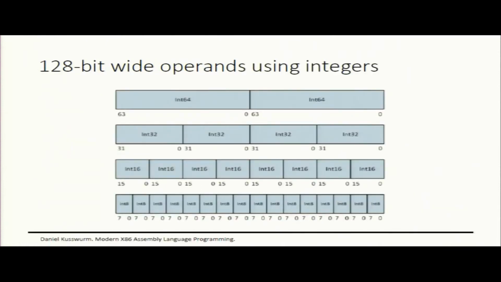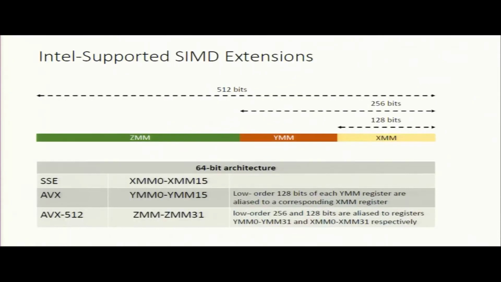So this is what you can think of. If it is 128 bits wide, you can fit 2 int64s, or maybe 4 int32s, and so on and so forth, right? It depends on the data type that you are operating on. Based on these generations, whether it is SSE, AVX or AVX 512, Intel provides you different sets of registers.